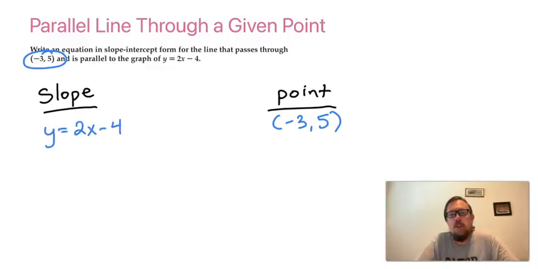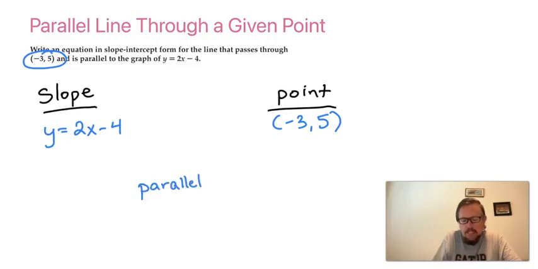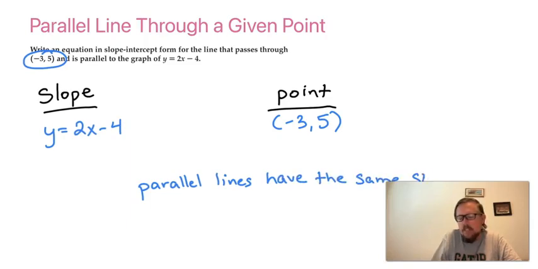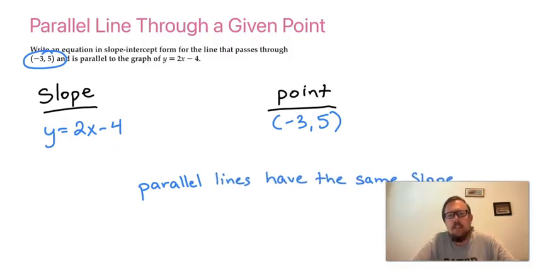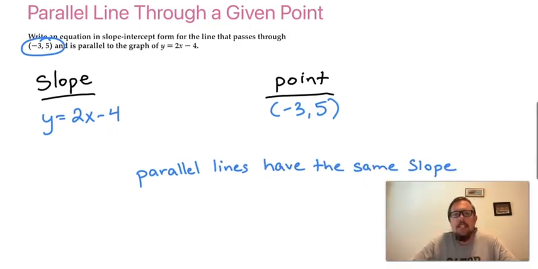And so this introduces our new concept here, which is the idea of parallel and perpendicular lines. When we say that lines are parallel, parallel lines have the same slope. The other type of lines we're going to talk about are perpendicular lines. That'll be in the next video. For right now, what we need to know is parallel lines have the same slope.